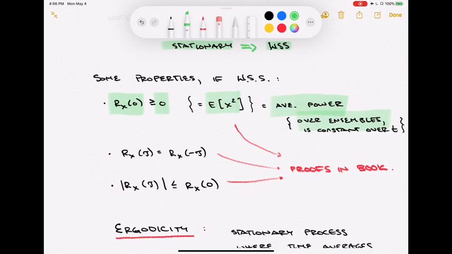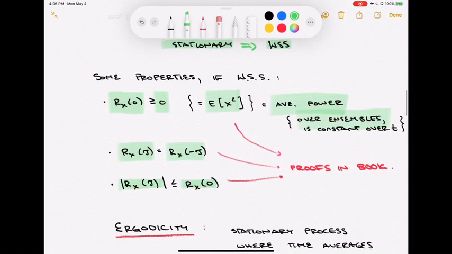Another consequence that we get out of this that's quite interesting is that the correlation function Rx of tau is an even function, so it's equal to its own reflection. And we also find out that the size of the correlation function is always less than or equal to the correlation function at 0. And so Rx at 0 gives us the biggest possible value. Remember, Rx of 0 is expected value of x squared. Now, if I start shifting x relative to itself, any shift value away from them lining up perfectly ends up giving us a smaller correlation value. All the proofs are given in the book there.